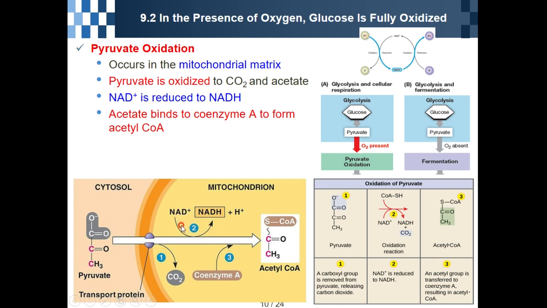After that, this acetate binds to coenzyme A, so they will make acetyl coenzyme A, like this. The carboxyl group is removed, releasing CO2. NAD plus is reduced to NADH. Simultaneously, coenzyme A binds to this acetate, so they make acetyl coenzyme A. So this is the pyruvate oxidation.